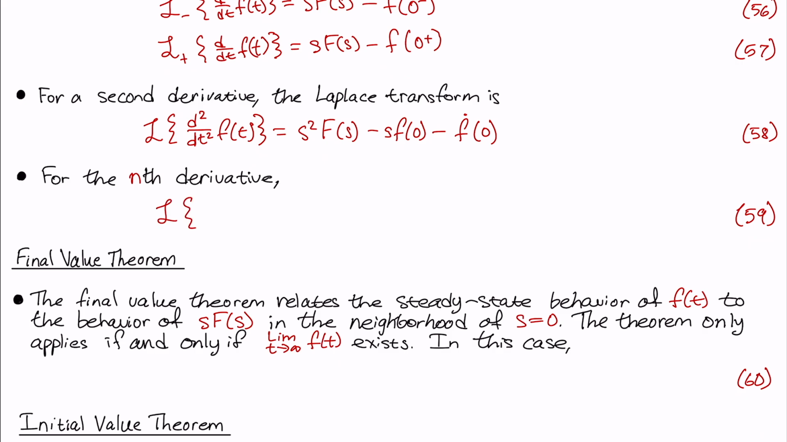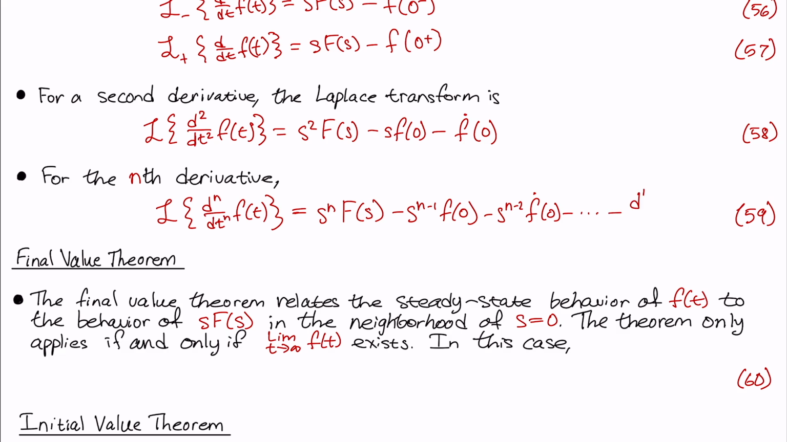And you can extend this out to n derivatives. And so the Laplace transform of the nth derivative, d^n over dt^n of f of t, will be equal to s to the n times F of s minus s to the n minus 1 times f of 0 minus s to the n minus 2 times f dot of 0 minus dot dot dot minus d to the n minus 1 f over dt to the n minus 1, evaluated at t equals 0.